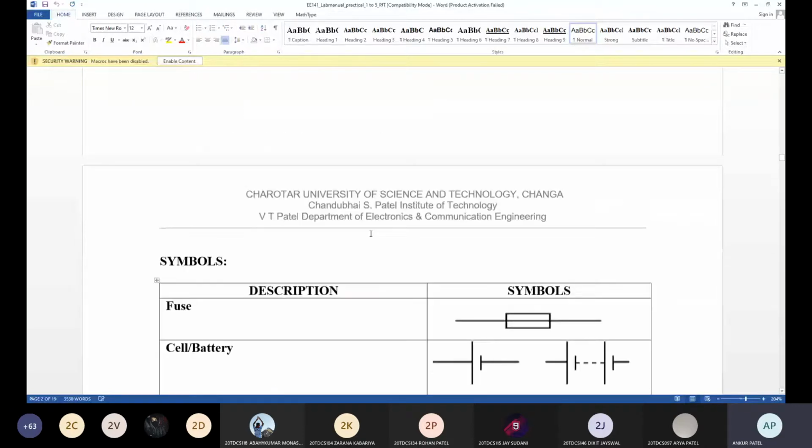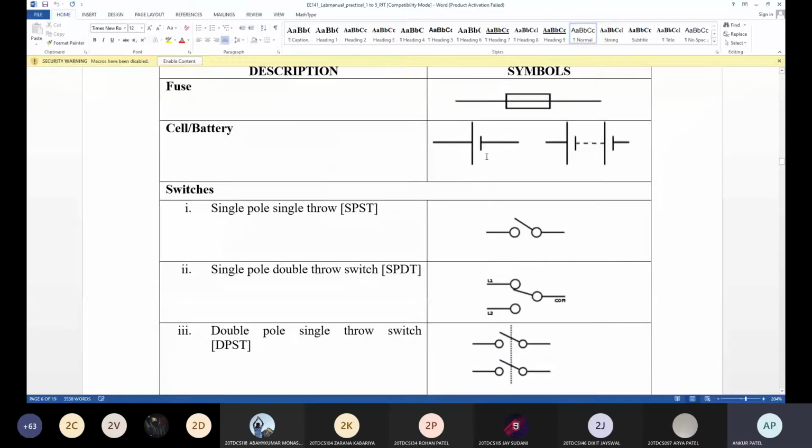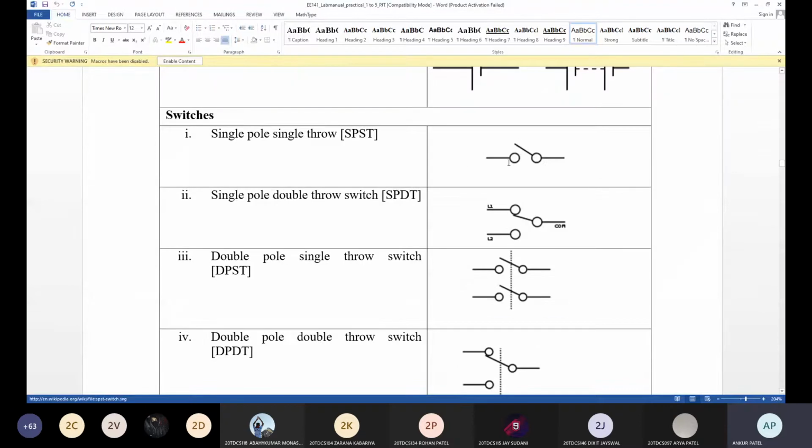This is the symbol of a fuse, so you can identify it easily in the circuit by knowing this symbol. This is the cell or battery. You can draw it like this, you can draw it like this also, by showing these positive negative terminals. This is single pole single throw. This is an open switch. When I connect this contact, it becomes a closed switch.